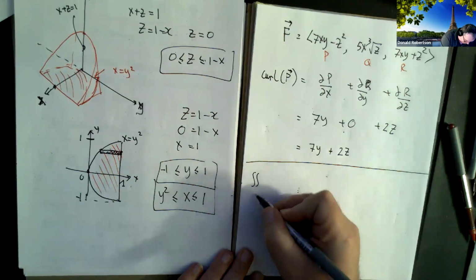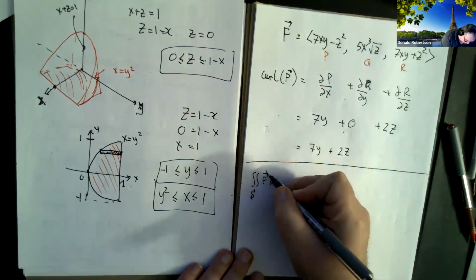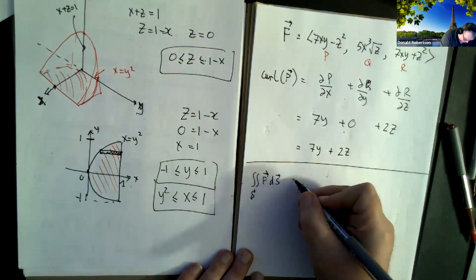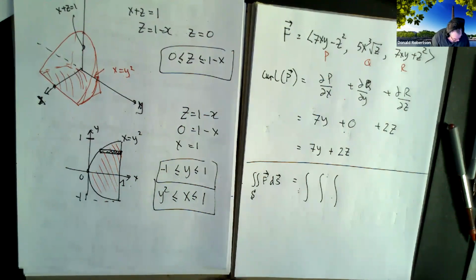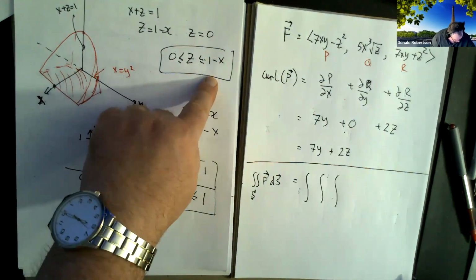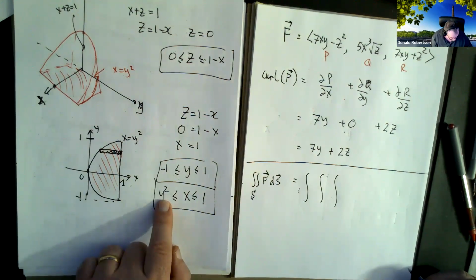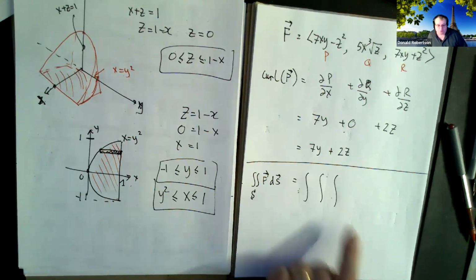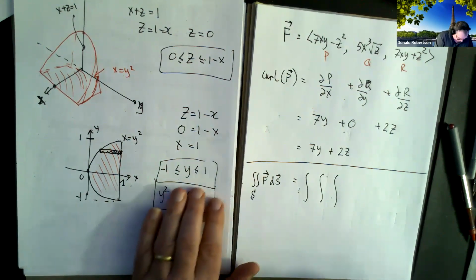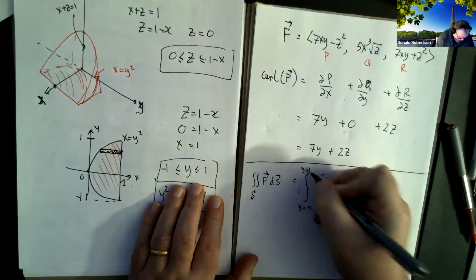So the flux is a triple integral. And since this has got x's in it, and this has got y's in it, and this guy has got numbers, I now have to decide the order of integration. Well, let's do the easiest one first. Y is numbers. Great.